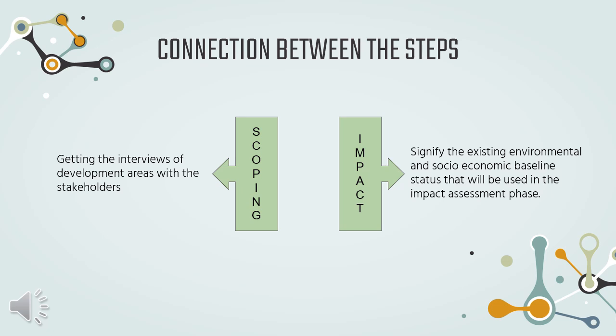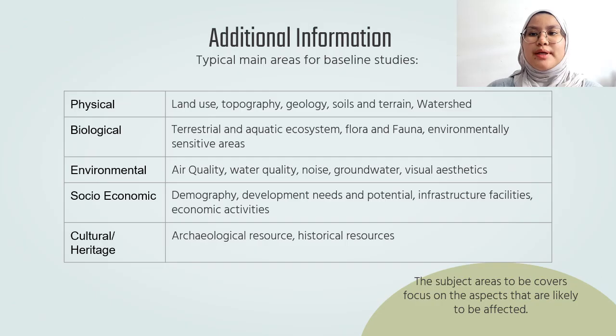First, scoping. Scoping process identify all relevant issue and getting the interviews of development areas with the stakeholders, and that information will be used in the baseline study. Second, the impact assessment. Environmental impact evaluation or impact assessment actually grows out of scoping and baseline study of the project. The baseline study signify the existing environmental and also socio-economic baseline status that will be used in the impact assessment phase. There are several typical main areas for baseline study.